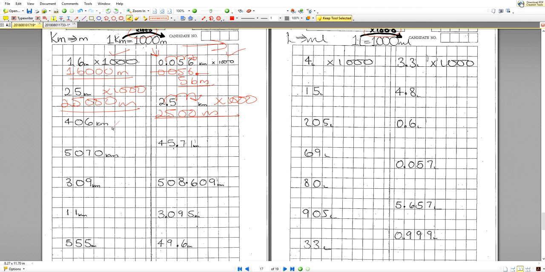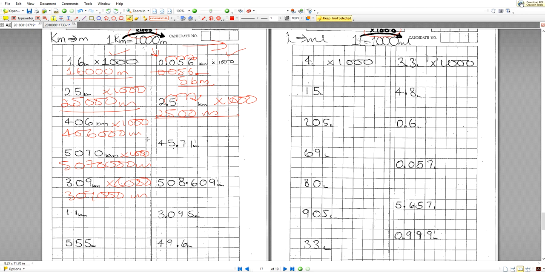So all these whole numbers are nice and easy. Any whole number times by 1,000, simply attach 3 zeros. Question done. Times by 1,000, simply attach 3 more zeros. And the question is done. 309 kilometers, times that by 1,000. So it's 309, and attach 3 more zeros. And the questions are done.